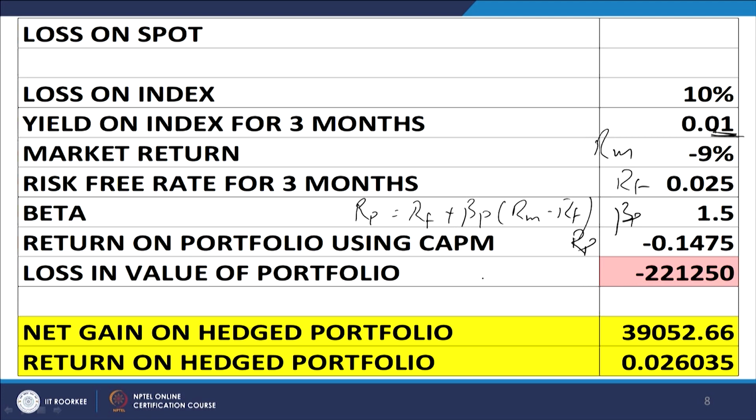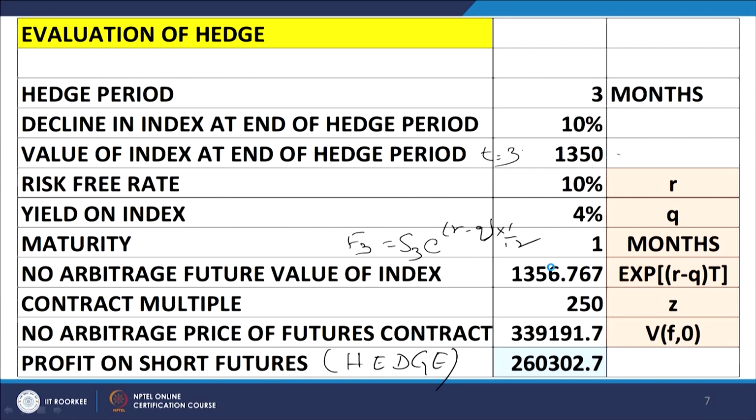14.75% minus. So, apply this 14.75% on our initial exposure of 1.5 million. In other words, our portfolio has declined by 221250. This is the decline in value of the portfolio which we started with. So, what is the net result? The net result is that we have made a loss of this much on the cash position, but we have made a profit of this much on our futures position.